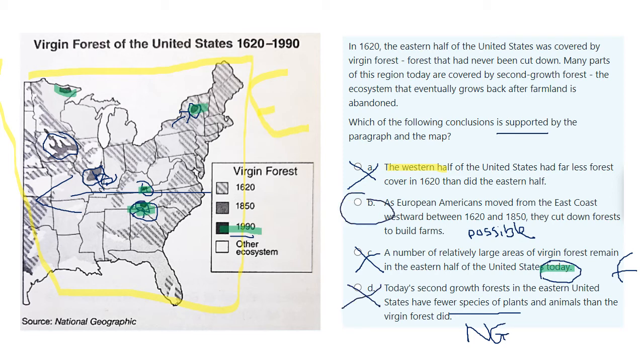B would be supported. In the beginning, there were large areas of virgin forest, but by 1850, these areas had been cut down. An example or an explanation for that would be that between 1620 and 1850, the areas were cut down. We also know that there is second growth forest because the farmland has been abandoned. So we can get the idea from the paragraph that the reason these areas were cut down is because the settlers from Europe wanted to have farmland. That is why the correct answer is B.